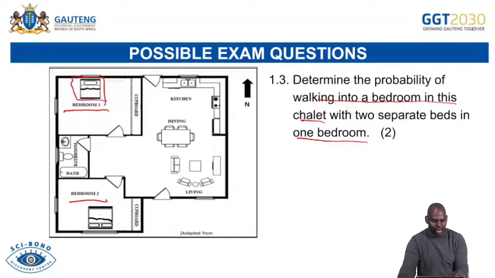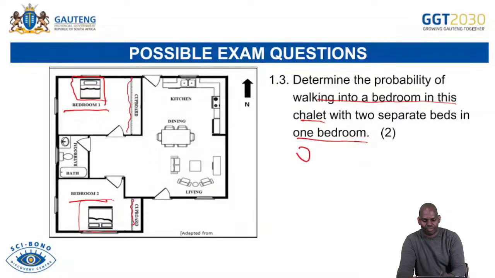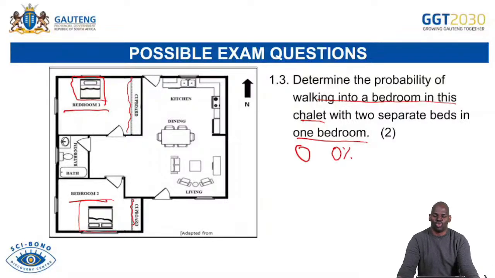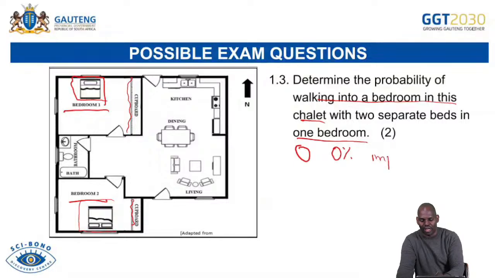I only see one bed. And in this one, I also see only one bed, because in this bedroom, this one is clearly indicated that it's a cupboard. That one is also clearly indicated that it's a cupboard. So when they say determine the probability, in this case you have to say the probability is 0, right? If you don't want to say 0, you can say 0%. If you don't want to say 0%, you can say impossible, because the examiner in this case does not specify the format. So it's 0, 0%, or impossible.